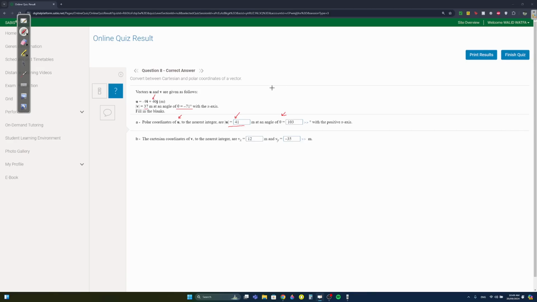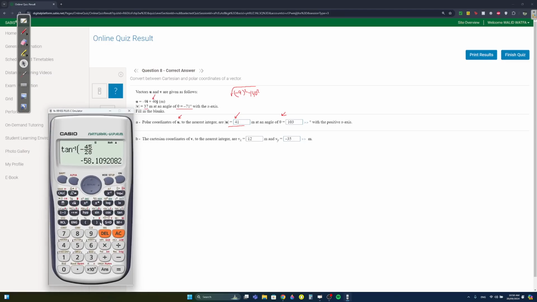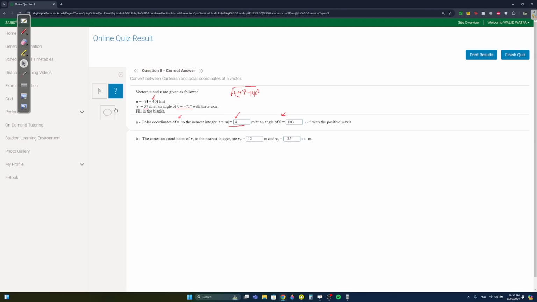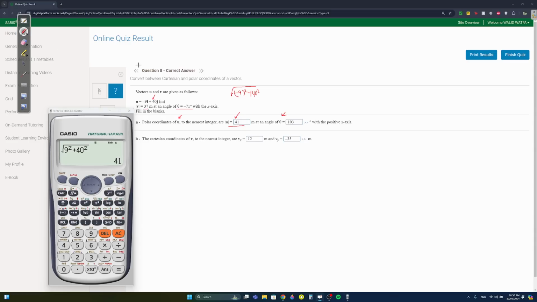How do we find this? U, the magnitude of it, how do we do it? We do radical minus 9 squared plus 40 squared. Okay, and you get radical 9 squared plus 40 squared. I'm not putting the minus 9 because I'm trying to save time. You get the same answer. You get 41. At an angle of, let's see, we want the angle.